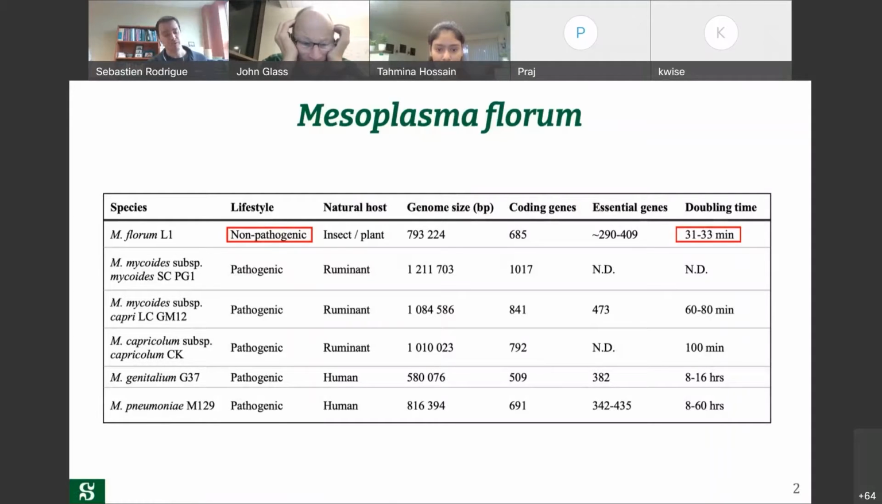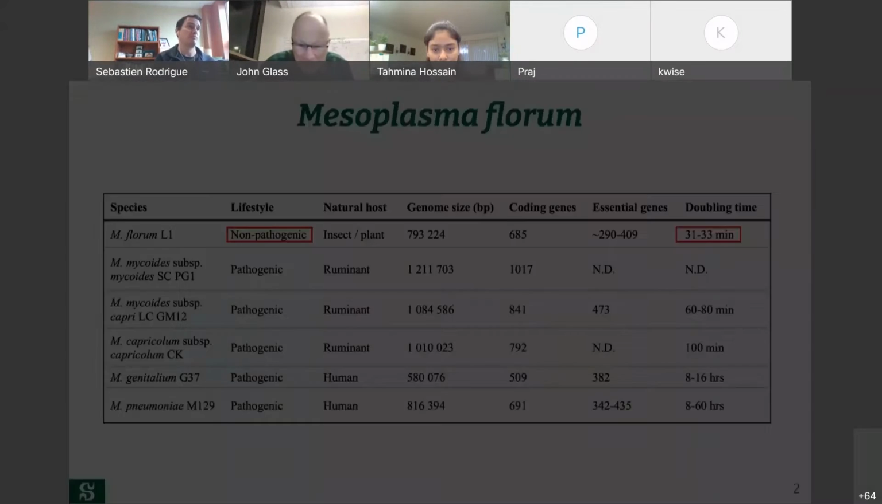And the main reason why I started working on this organism is, first, because I was introduced to this bacterium by Tom Knight during my postdoc at MIT, and I thought it was a super cool organism. And also it's non-pathogenic, so it was very easy to work in BSL-1 level labs, and it's a fast-growing bacterium. It doubles every 31 to 33 minutes, depending on the temperature and the medium. So that's as fast as E. coli at the same temperature. So that allows us to do very rapid experiments.